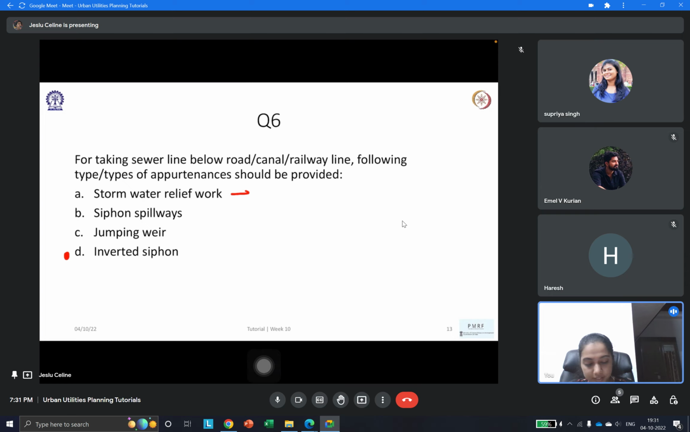What is a stormwater relief work? What are siphon spillways and jumping weir? Some of these things we've not discussed much in our lectures, but this was a GATE question, so that's why I thought I would put it here.